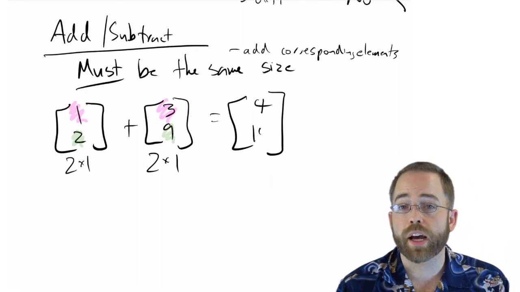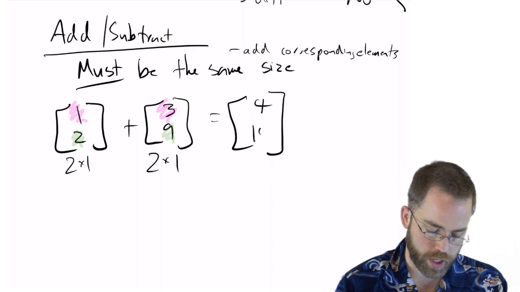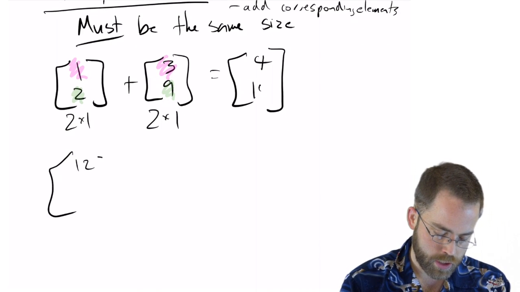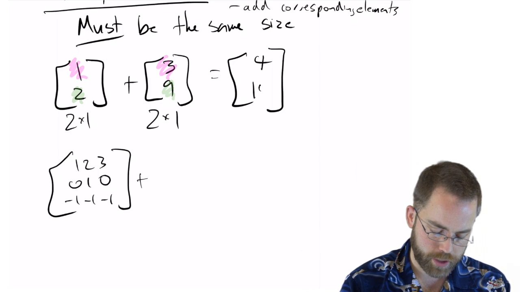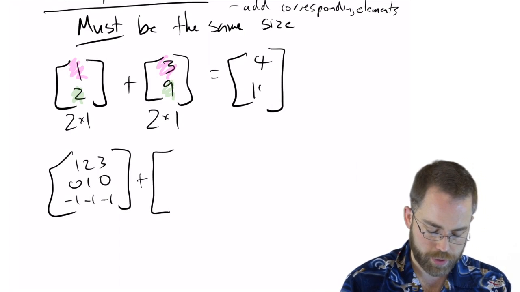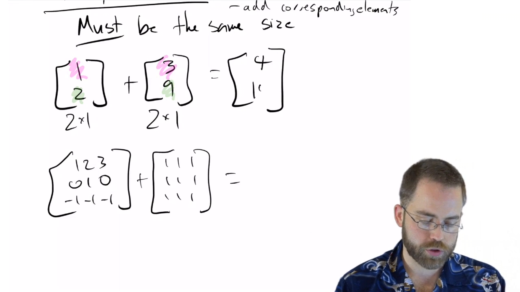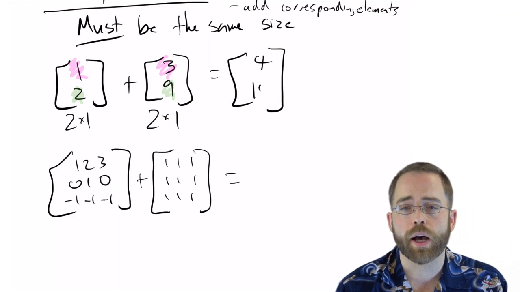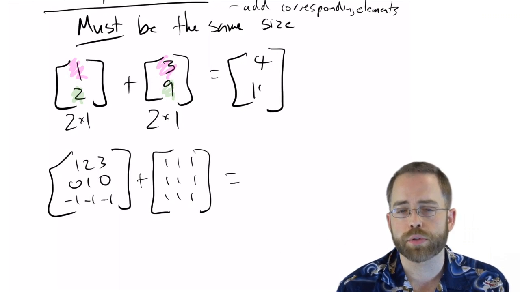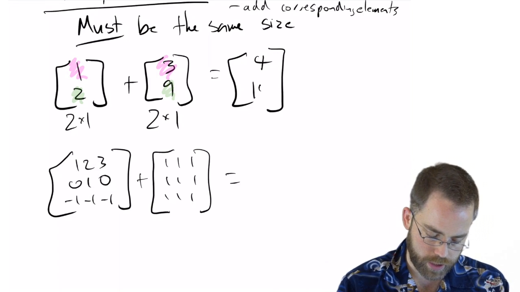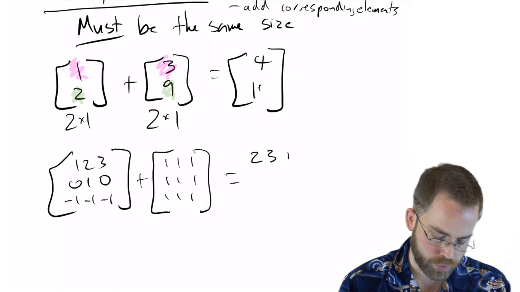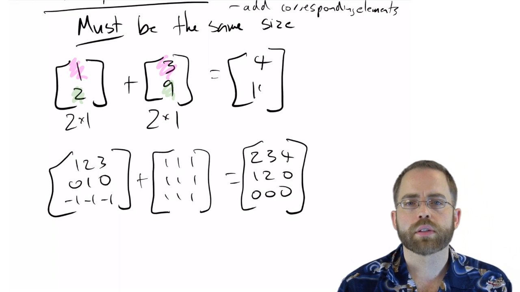So you could have a much bigger one. Suppose you were adding a 3x3, negative 1, negative 1, negative 1, to a 3x3 that would be 1, 1, 1, 1, 1, 1, 1, 1, 1. I'm lazy. And so I'm just going to add the top left to the top left, the top right to the top right to get the new top right, on and on and on down the line. So that's 2, 3, 4, 1, 2, 0, 0, 0, 0. No surprises there.